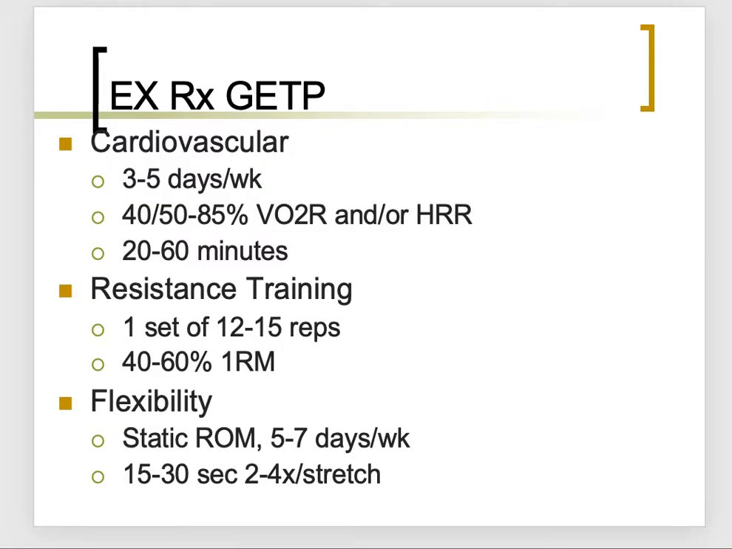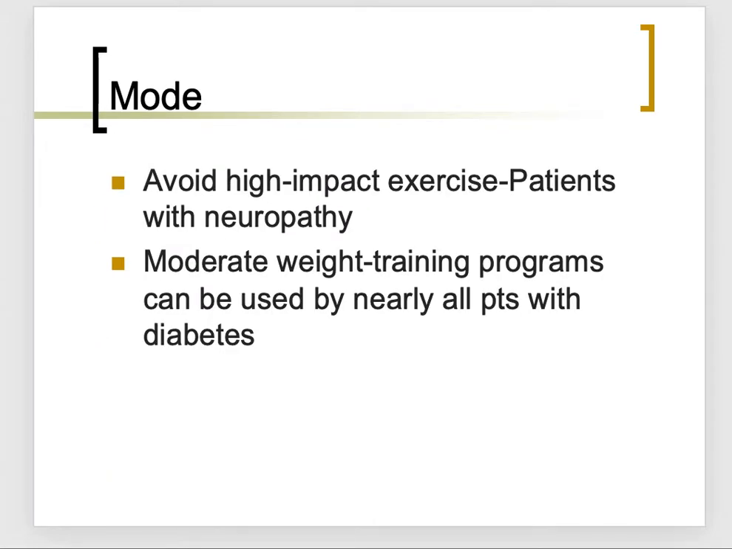So when you're looking at the exercise guidelines, cardiovascular, 40 to 85% of their heart rate reserve, 20 to 60 minutes. We are looking for 5 days with diabetics. The more aerobic, cardiovascular exercise they do, the better control their glucose is going to be. Resistance training and flexibility, just as you know. We want to avoid high impact with these patients, especially because of the neuropathy, especially with the systolic blood pressure.